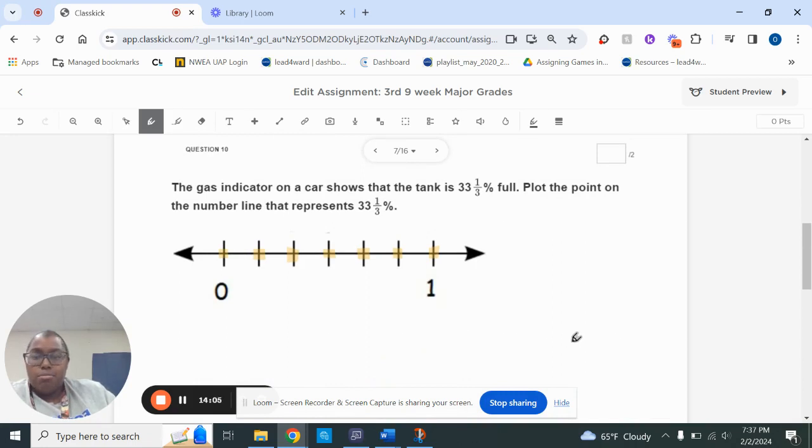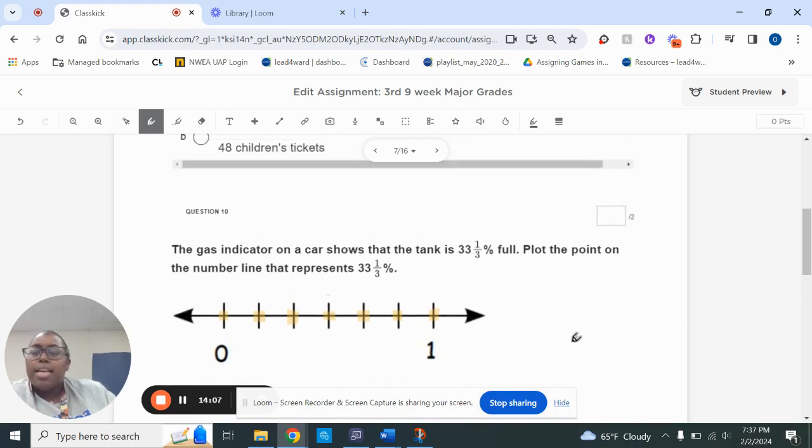Number 10, which I believe, yes, is the last question on this particular test. So the gas indicator on a car shows that the tank is 33 1/3% full. Plot the point on the number line that represents 33 1/3%. So we need to plot a point that represents this percentage. Okay? Plot a point that represents the percentage.